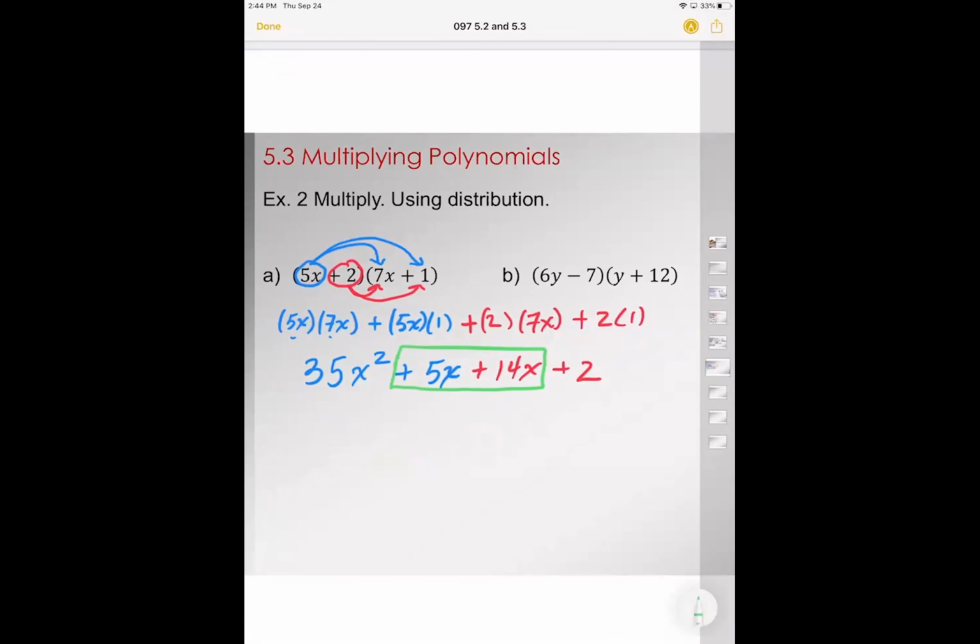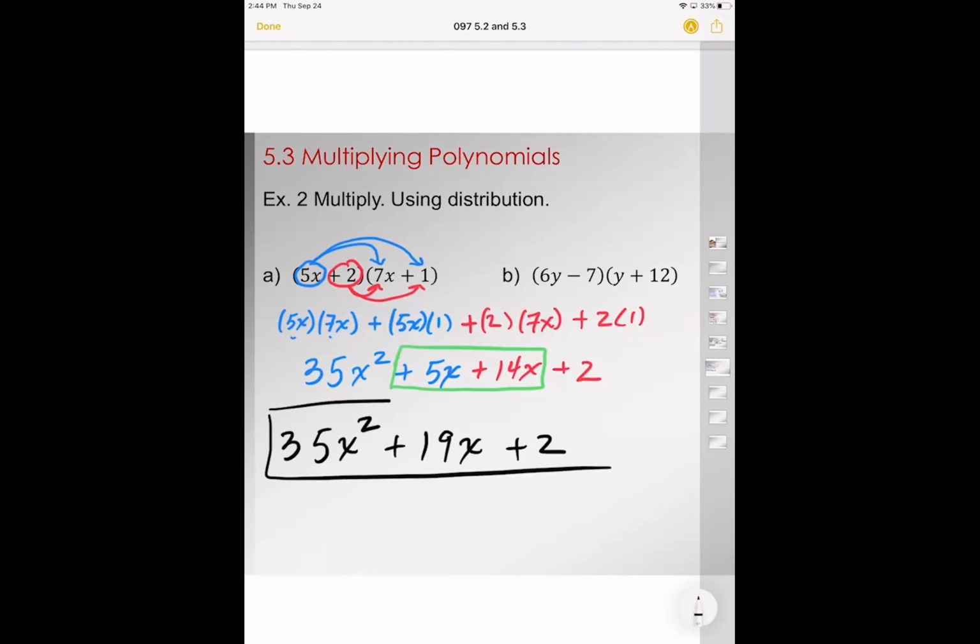And how do you combine like terms? You just add them up. In this case, we have 35x squared, and 5 plus 14 gives me 19x, and I bring down my 2. So the difference when you have a binomial times a binomial is that we need to combine the like terms. Because my like terms are x terms, I combine them and keep whatever else I have.